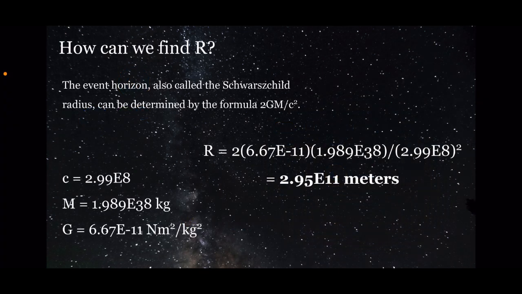Turns out that this is actually an answerable question. If you recall from the clip, the Endurance moves along the event horizon of Gargantua. The event horizon, also called the Schwarzschild radius, can be determined by the formula 2GM over c squared, where c is equal to the speed of light at 2.99 times 10 to the 8th meters per second, M is equal to the mass of Gargantua at 1.989 times 10 to the 38th kg, and G is equal to our gravitational constant at 6.67 times 10 to the negative 11th. By using these variables, we can find R at 2.95 times 10 to the 11th meters.